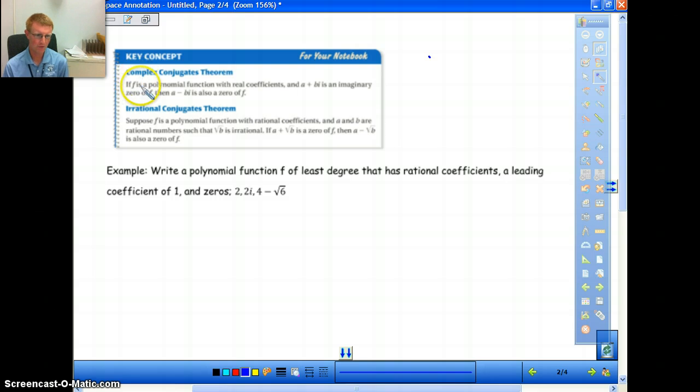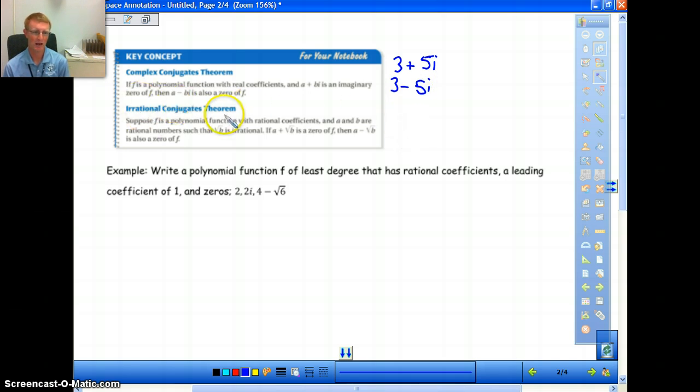So it says if f is a polynomial function with real coefficients and a plus bi is an imaginary zero of f, then a minus bi is also a zero of f. So I realize that sometimes the letters don't make sense to you guys, and that's okay. Let me just give you an example. If we found that 3 plus 5i was a zero, if that's one of our zeros, then what this theorem is telling us is that 3 minus 5i will also be a zero.